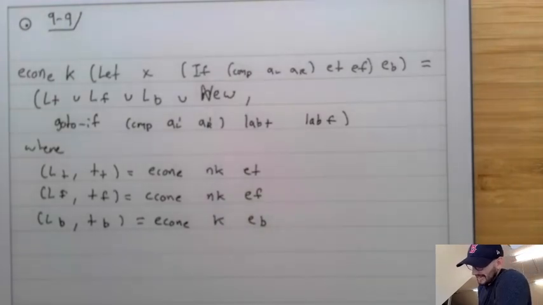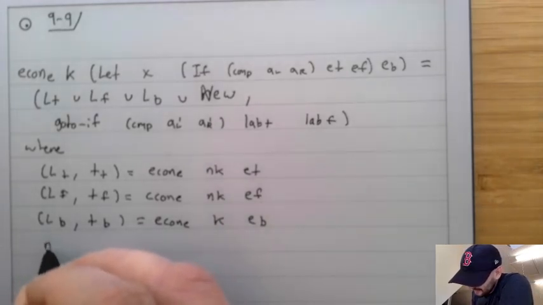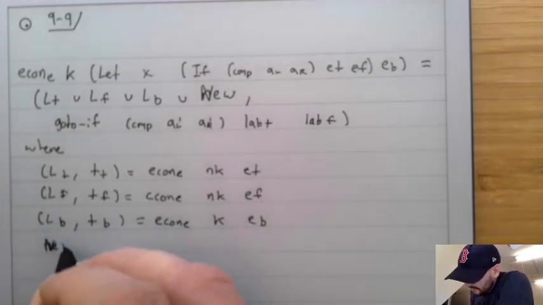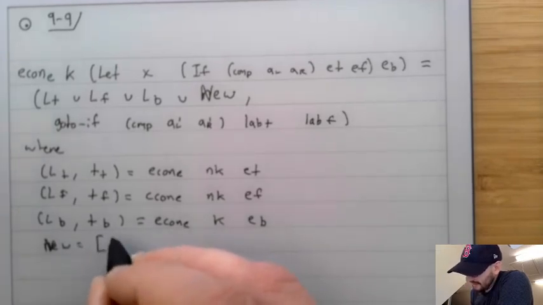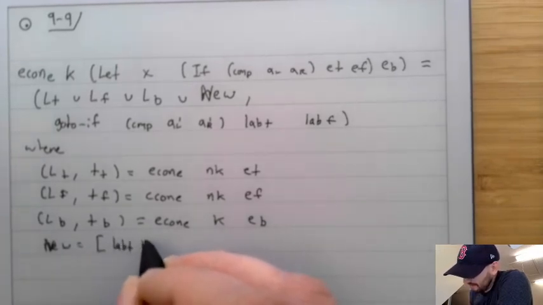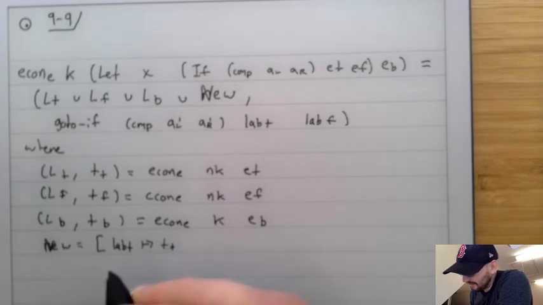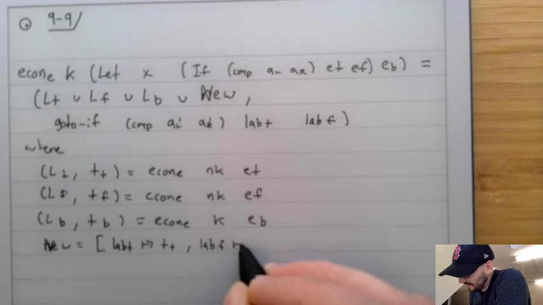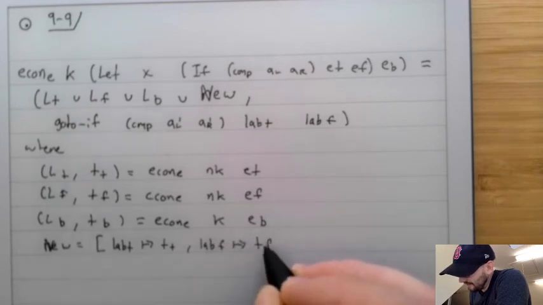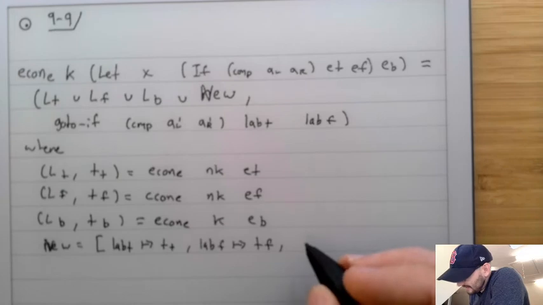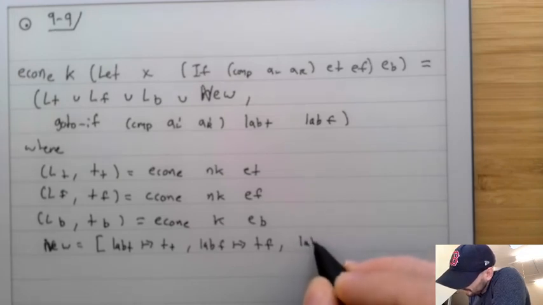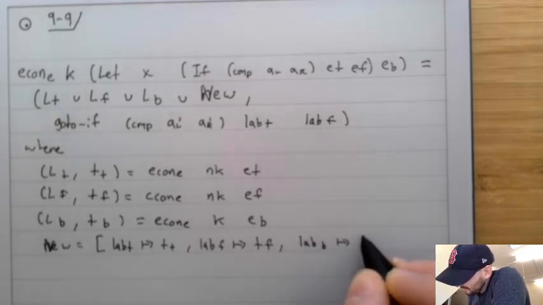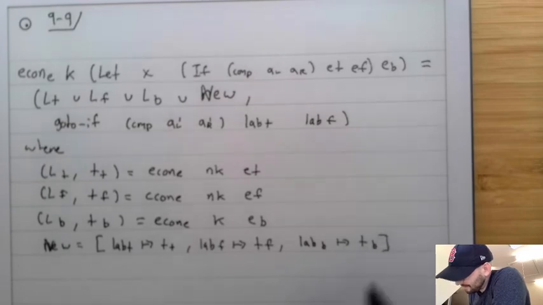Now, what exactly is new and what is the new continuation? New is simple. New simply has the label for the true mapping to the tail for the true, the label for the false mapping to the tail for the false, and the label for the body mapping to the tail for the body.